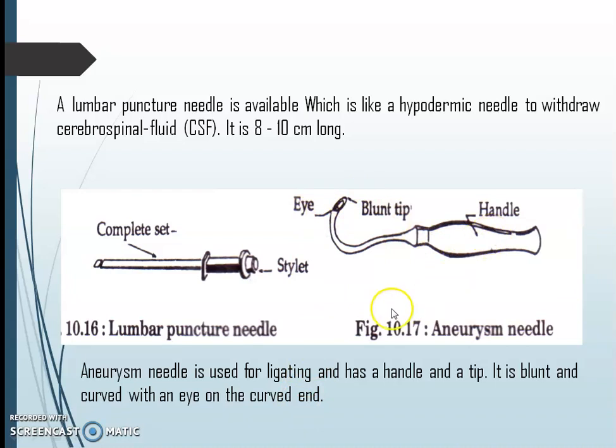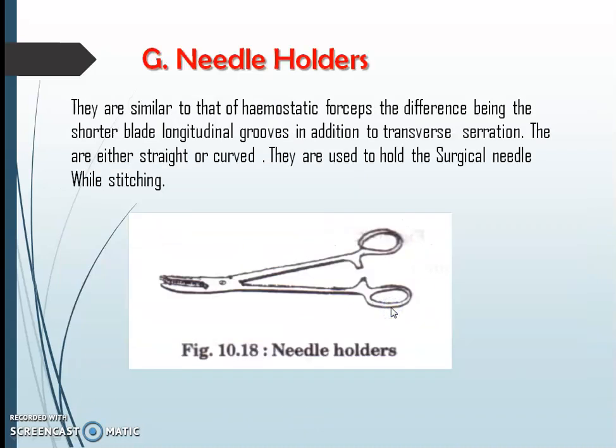This is the handle. Then the needle holder. They are similar to the hemostatic forceps, the difference being the shorter blade and longitudinal grooves in addition to transverse serration. They are either straight or curved. They are used to hold the surgical needle while stitching. This is needle holder.